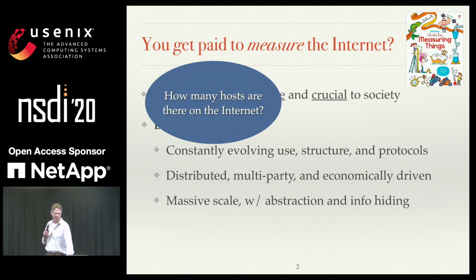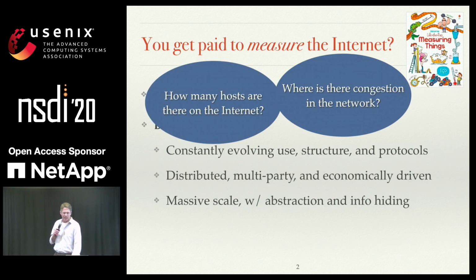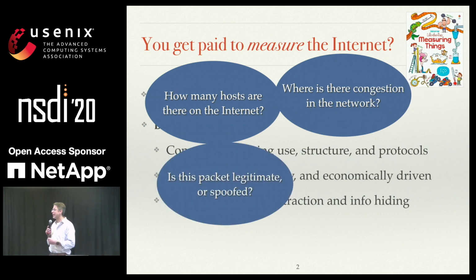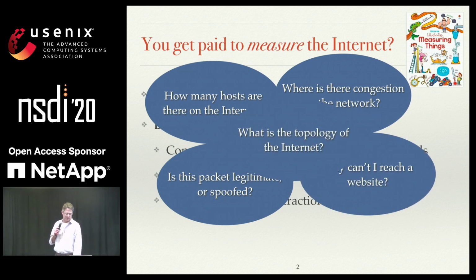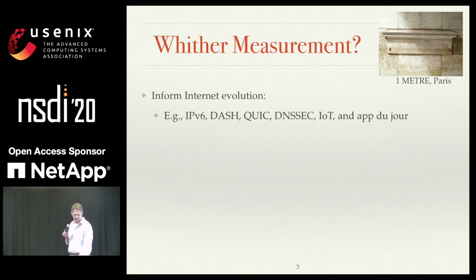Things as simple as, well, how many hosts are there on the internet? Or where is there congestion in the network? Or something like, is this packet legitimate or is it spoofed? Or why can't I reach a website? Or what is the topology of the internet, right? So these are basic questions that have been around for a long time that we still don't have a great answer for. And so there's lots we don't understand, and this makes it a natural fit for experimental science. So why are we doing this internet measurement?